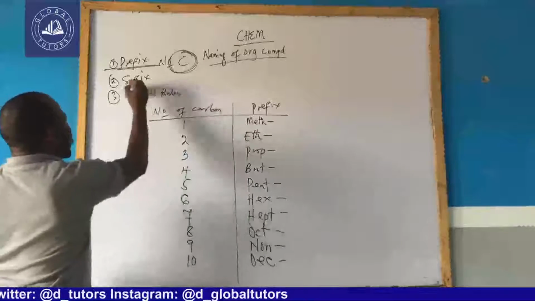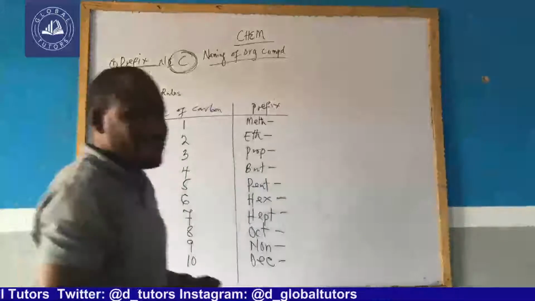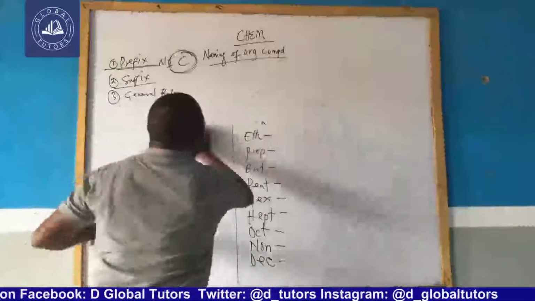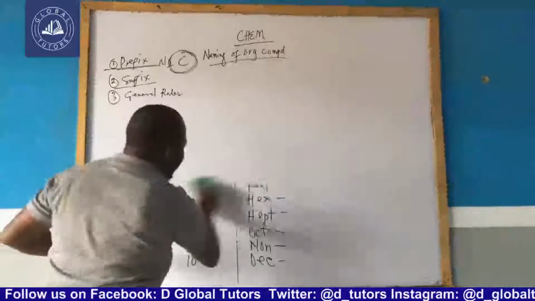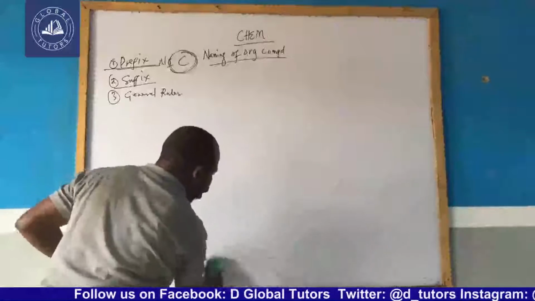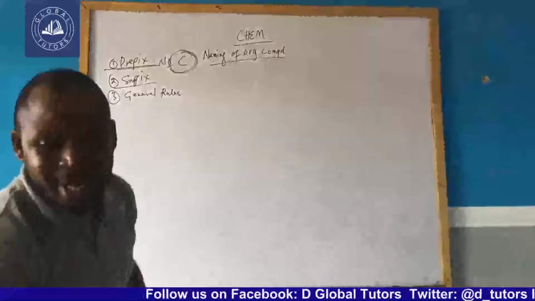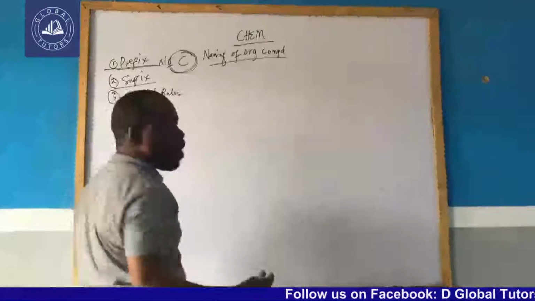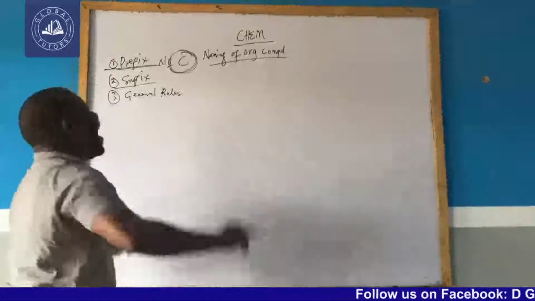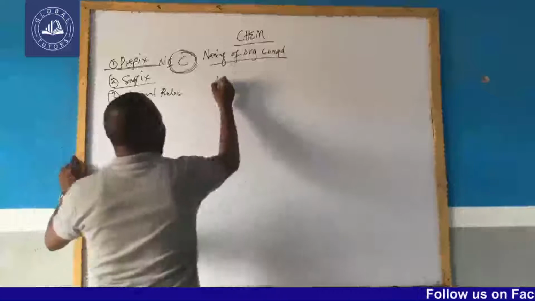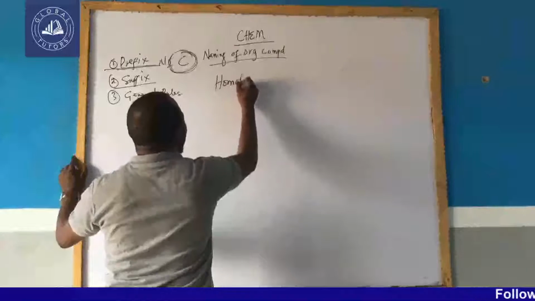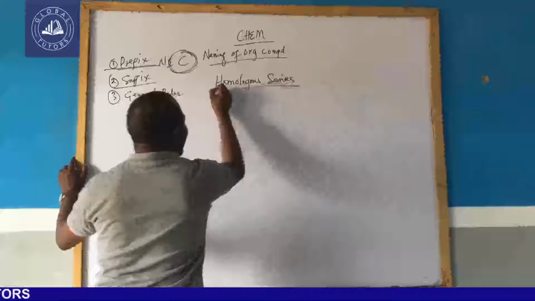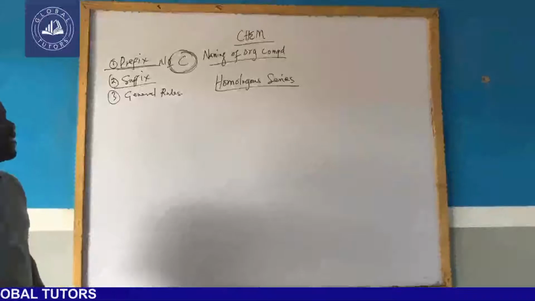Let's consider the second one, suffix. Now, the suffix is usually from the root, or what we call the family name. Every organic compound belongs to a homologous series.